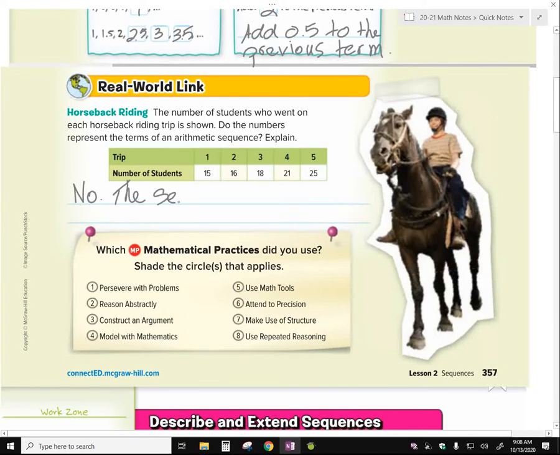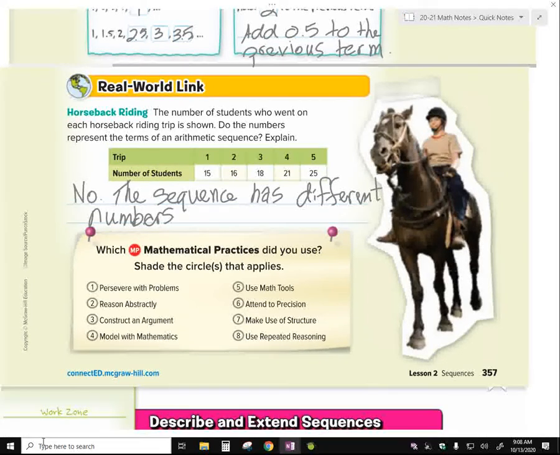The sequence has different numbers. Is it a pattern? Yes. Is it a sequence? No. A sequence has to have the same number. So you're writing that down since you didn't have your book? Everybody's writing it down.